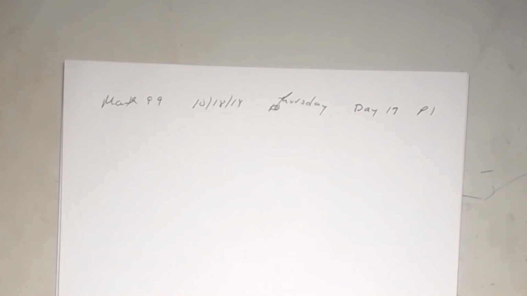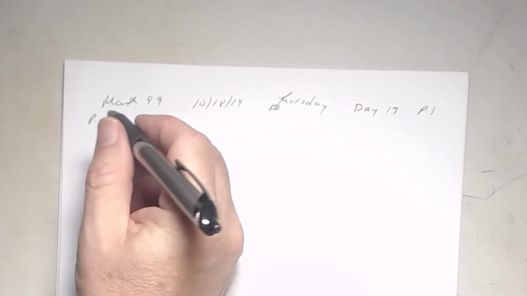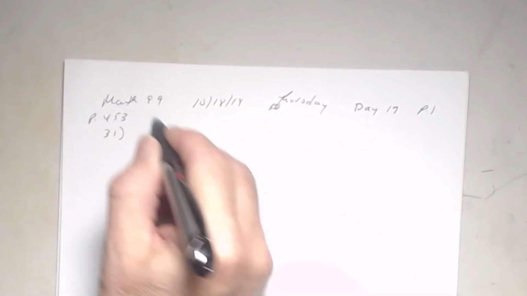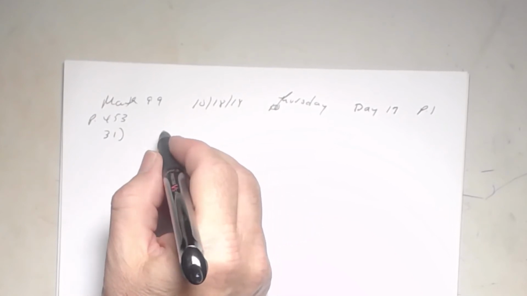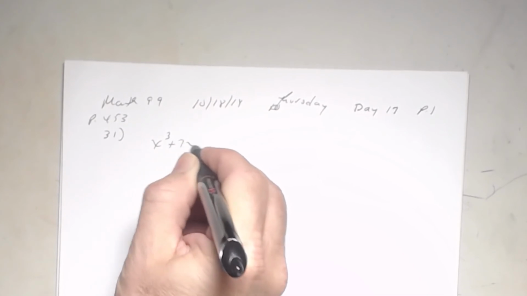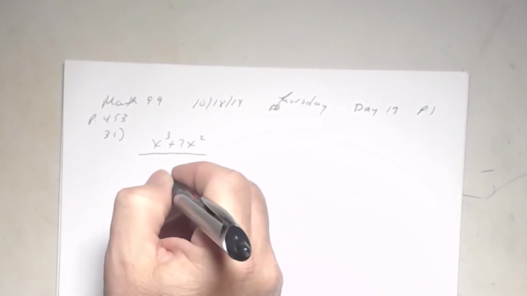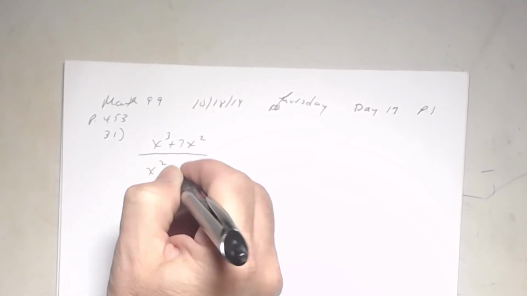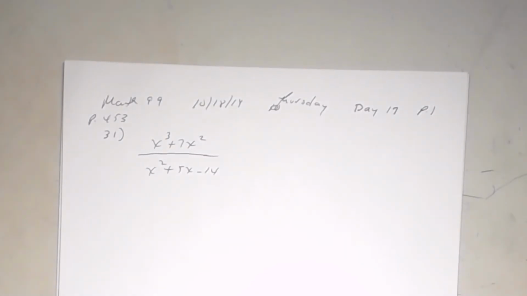Okay, so let's look at 31, on page 453. Problem 31: x cubed plus 7x squared, divided by x squared plus 5x minus 14. All right, so you want to simplify this rational expression.